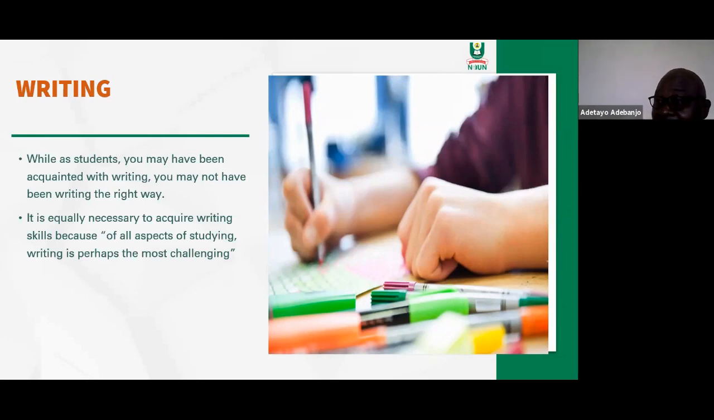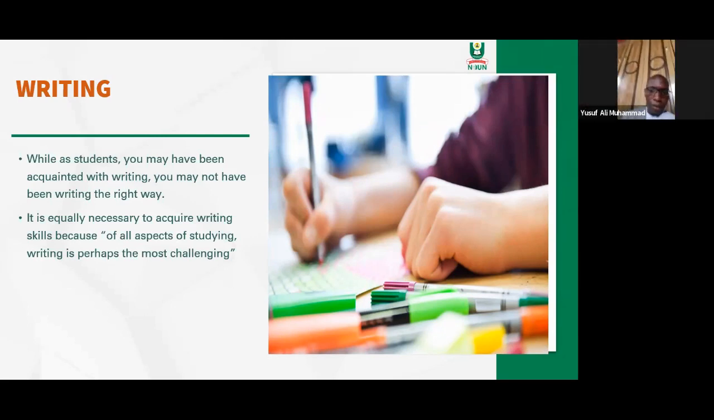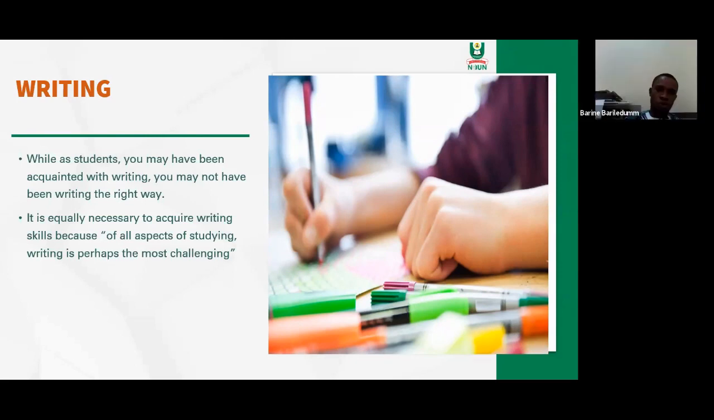You might not be writing it. There are people that do shorthand. So equally, it's necessary to acquire writing skill because of all aspects of doing, writing is perhaps the most challenging. In fact, whatever you put down, it binds you. You can deny what you said, but what you put down, can you deny it? No. Yusuf? No. We can't deny it.